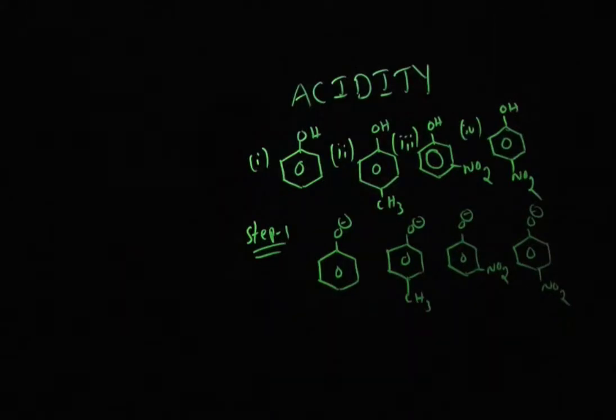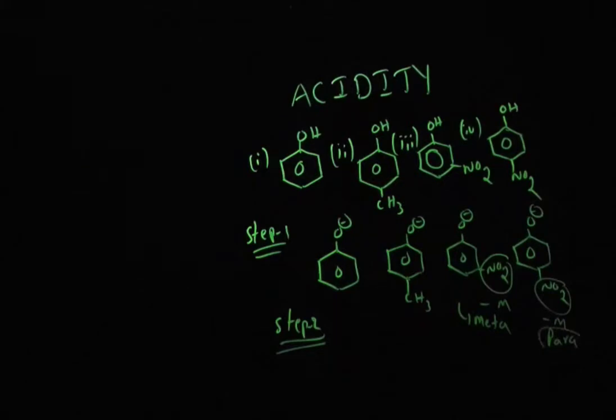Now discuss step 2. In step 2 you have to arrange the conjugate bases according to stability order. As I said, is there any plus sum group that will destabilize the negative charge? Is there any minus sum group that will stabilize the negative charge? That problem is in option C, the NO2 at meta position, and in option D, the NO2 at para position.